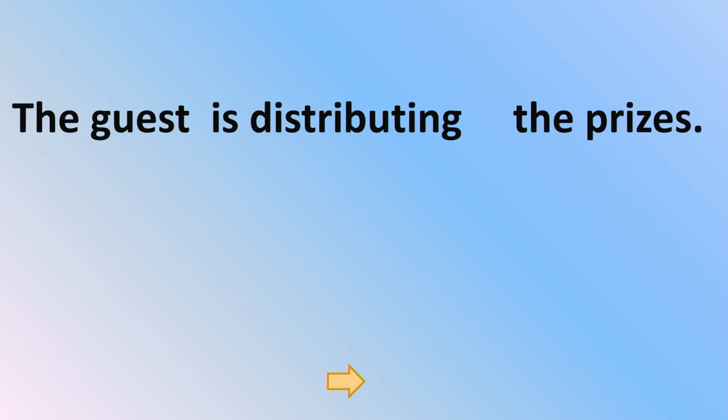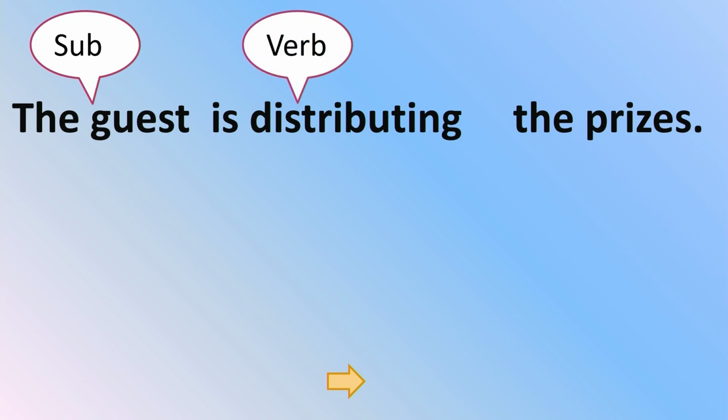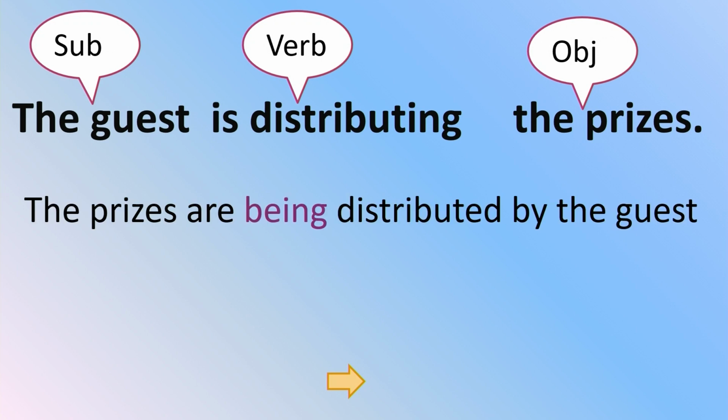Here, the subject is the guest. Very good. And the verb is, very good, is distributing. The object, the prizes. This is the sentence. Now, the object goes into the subject place, use the formula. The prizes is a plural. We should use the prizes are. What is the word we should use here? Being. In the continuous tense, we should use being to change active voice sentence into passive voice. The prizes are being distributed by the guest.